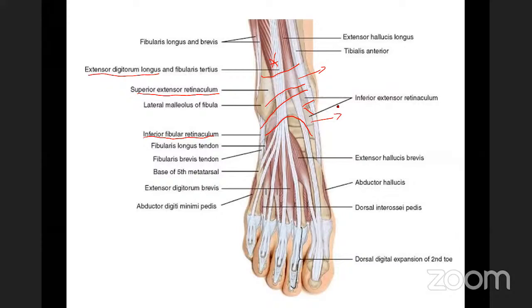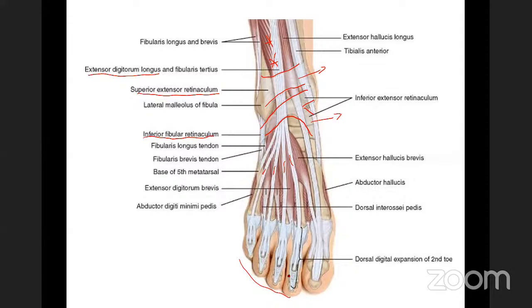The function of this modified deep fascia is that it sees to it that the tendons are prevented from bowing out from each other. They are secured in their place properly. Now, as you're seeing the tendon of the extensor digitorum longus, it is splitting into tendons for the lateral four toes.